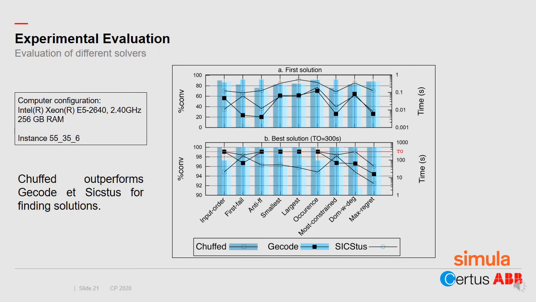The second evaluation is a comparison of the 3 solvers: G-code, Shepherd, and Sixtus Prolog. From the same result on the same instance, we can see that to get the first solution, Sixtus Prolog has a higher time execution than Shepherd and G-code. So Shepherd and G-code are competitive to get the first solution.